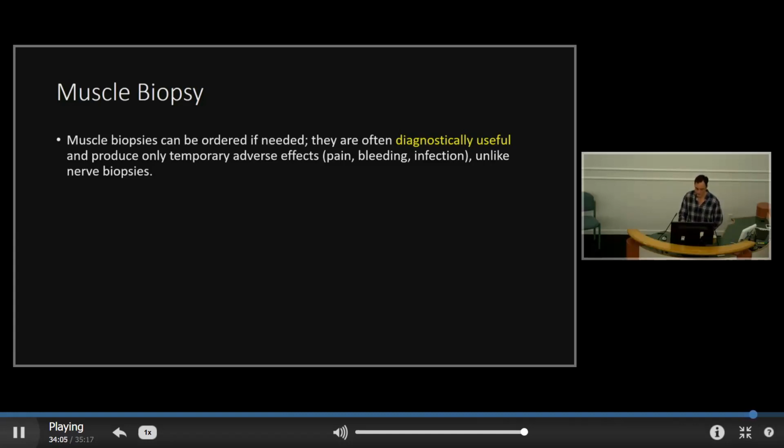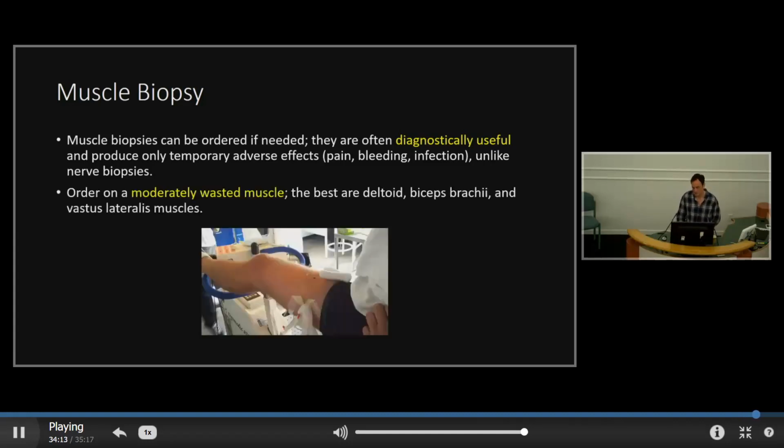So there are adverse effects. You don't order these too lightly, but they can be very useful if you need the diagnosis. And the best muscle to order them on is not a super wasted one, but not a normal one. Obviously, you want a muscle that's moderately wasted. The best ones are usually deltoid, biceps brachii, and the vastus lateralis muscles in the lower limb.